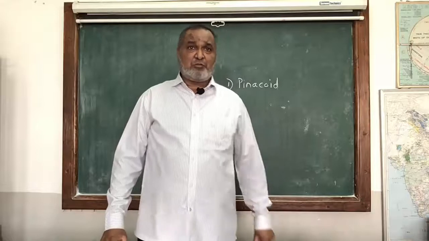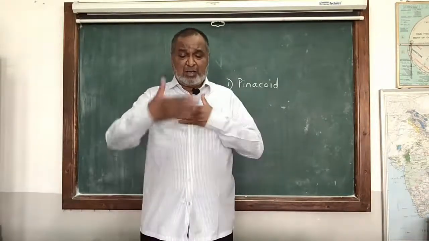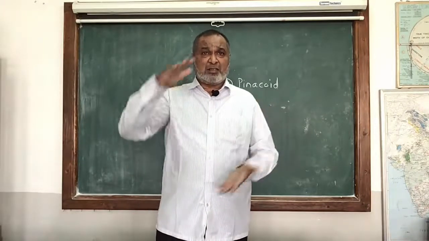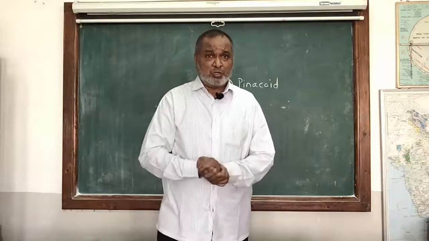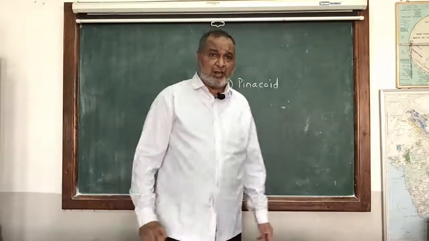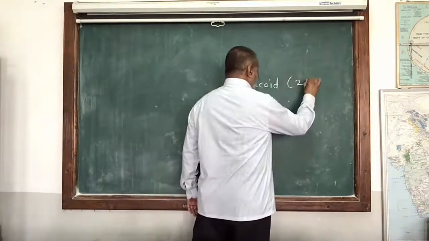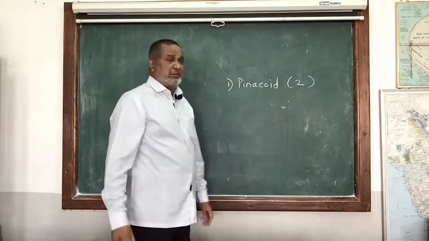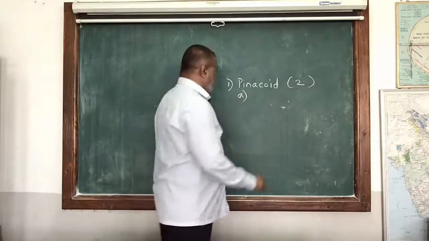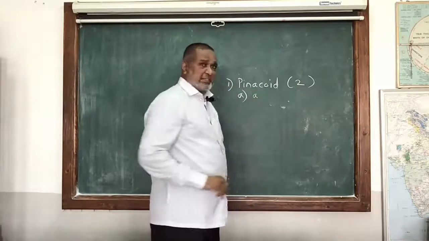A pair of two similar faces is called a pinacoid, and this pinacoid may be present along the A-axis, it may be present along the B-axis, or it may be present along the C-axis. So there will be three possibilities of these pinacoids which contain two similar faces. So we have the A pinacoid, that is along the A axis.